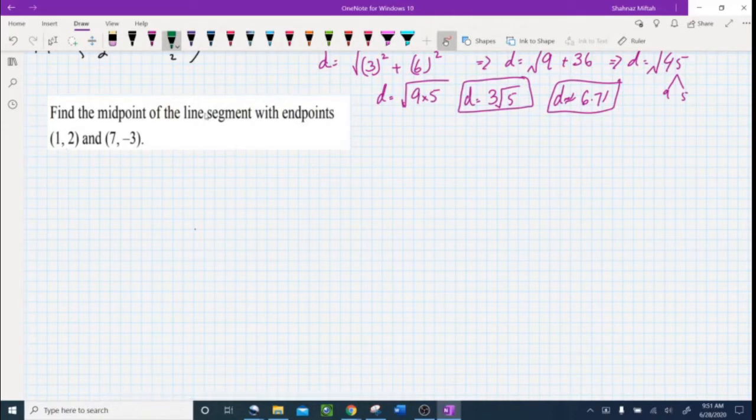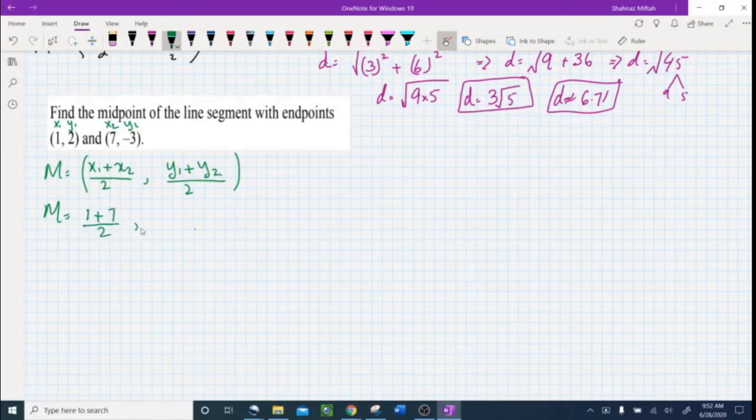Find the midpoint of the line segment with endpoints at (1, 2) and (7, -3). So I can say x1, y1, x2, and y2. And my midpoint formula is m equals x1 plus x2 divided by 2, comma, y1 plus y2 divided by 2, and everything within the parentheses like an ordered pair. So let's plug in whatever we have so far. M equals, what is x1? 1, plus x2 is 7, divided by 2, y1 is 2, plus y2 is -3, so I'm going to put parentheses and separate it over 2, and everything within the parentheses.